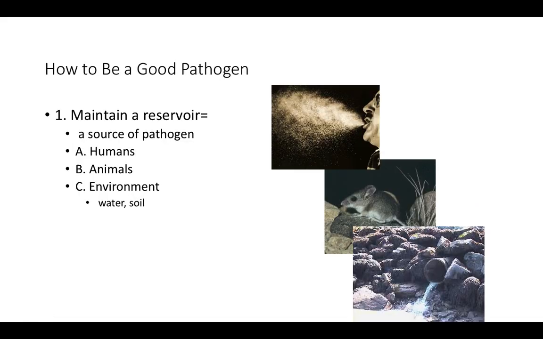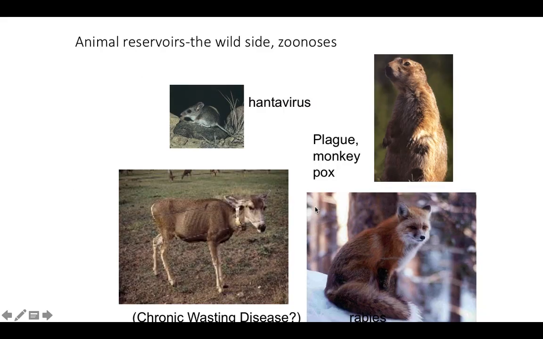How to be a good pathogen? We want to maintain a reservoir, and the three reservoirs are humans, animals, and remember, you guys, pathogens that can invade humans, which have non-human animal reservoirs, we call those zoonoses, and it's thought that most of the emerging new infectious diseases in the future will be zoonotic. And then the environment: if we have tough resistant pathogens, they can survive in water or soil.